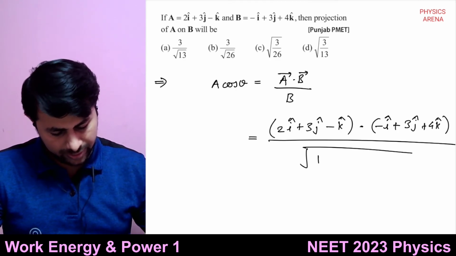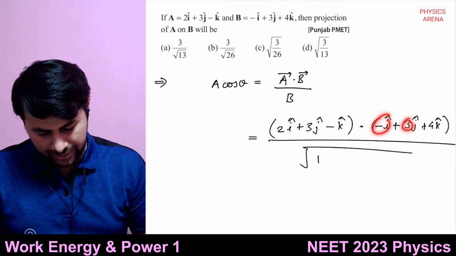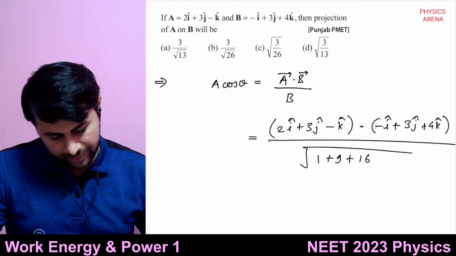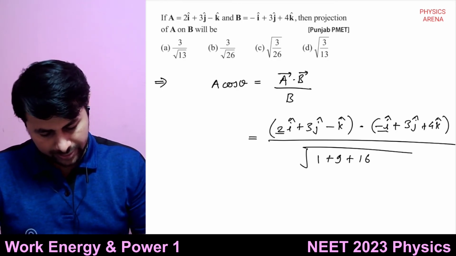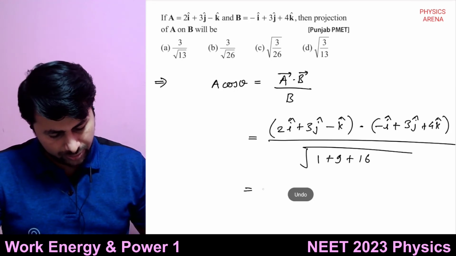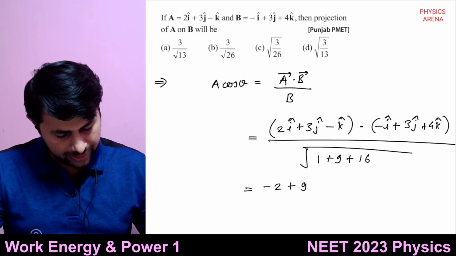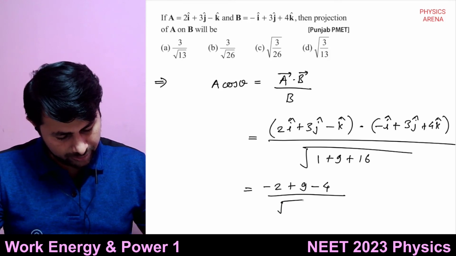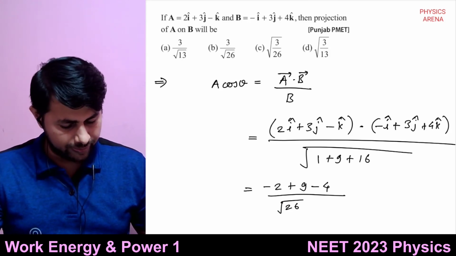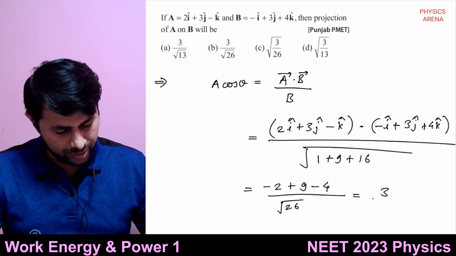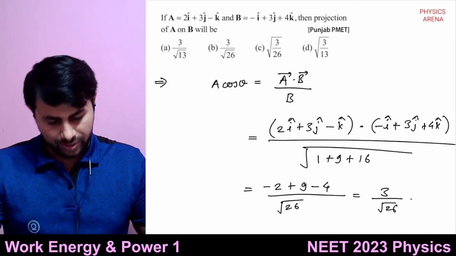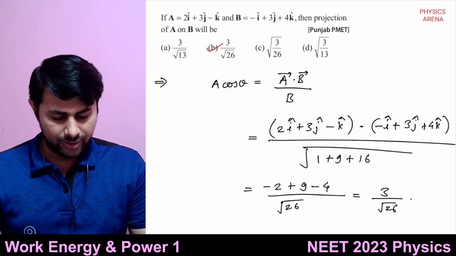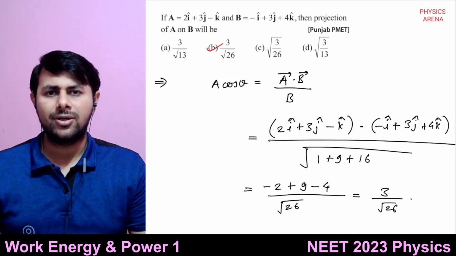So it is 1 plus 3 square is 9 plus 4 square is 16. So option B. Let's check: 2 times minus 1 is minus 2, plus 3 times 3 is 9, minus 1 times 4 is minus 4, and in the denominator you have root 26. So 9 minus 4 minus 2 is 3. So 3 upon root 26. Very good. Option B is the answer, right? So this is how we find the component of one vector along another vector, or in any direction.